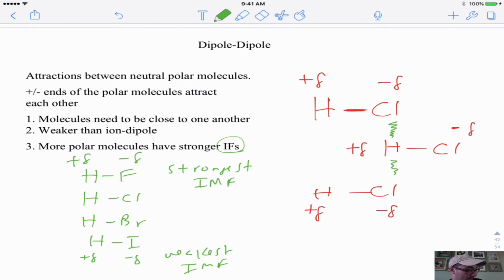The strongest IMFs would have the highest boiling points. So if I try to boil these four substances, the first one to boil at the lowest temperature would be the one with the weakest forces. As the molecules have stronger forces, it takes more energy to break them apart.